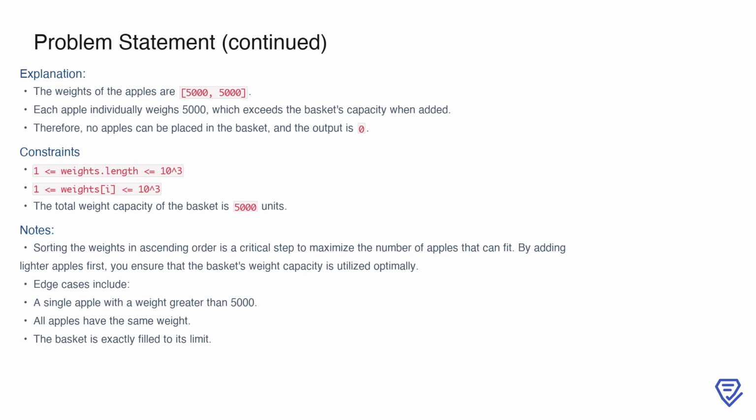To summarize, the key to solving this problem is to sort the weights in ascending order and add the lightest apples first, ensuring that the total weight remains within the basket's capacity. Be mindful of edge cases such as apples that individually exceed the weight limit, or scenarios where the basket is exactly filled to its maximum capacity. The constraints ensure that the weights list will contain between 1 and 1000 apples, and each apple's weight will be between 1 and 1000 units.